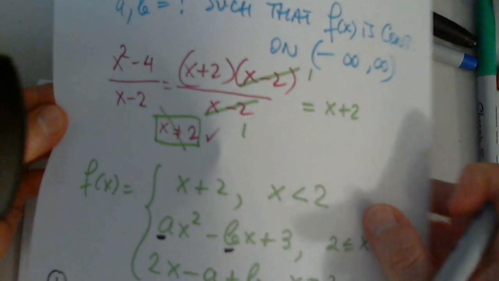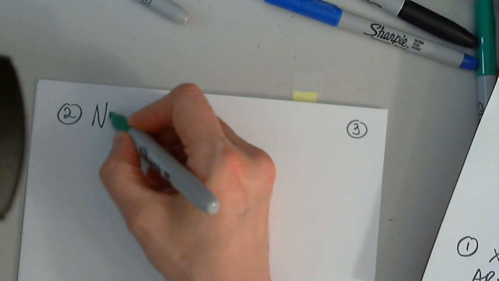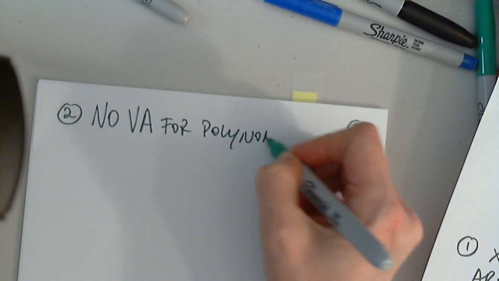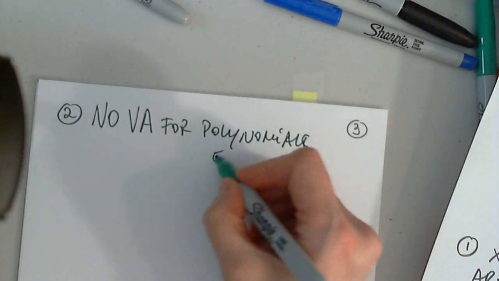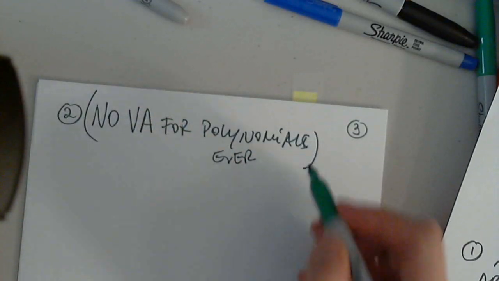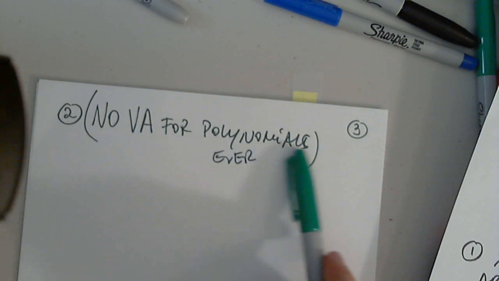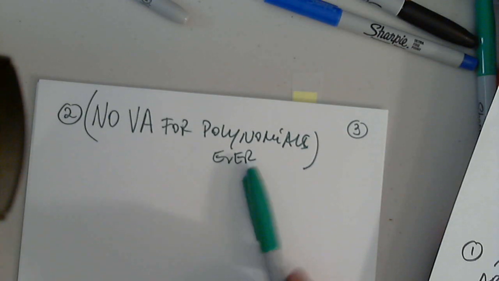Okay, so let me write this. No vertical asymptotes for polynomials. Ever. See, that's why it's so important to have communication. So then we clarify these things, because maybe you wouldn't ask this question if I didn't ask it. So this is very important, to tell me what you think. That's very important to me. We never talk about vertical or horizontal asymptotes for polynomial functions.